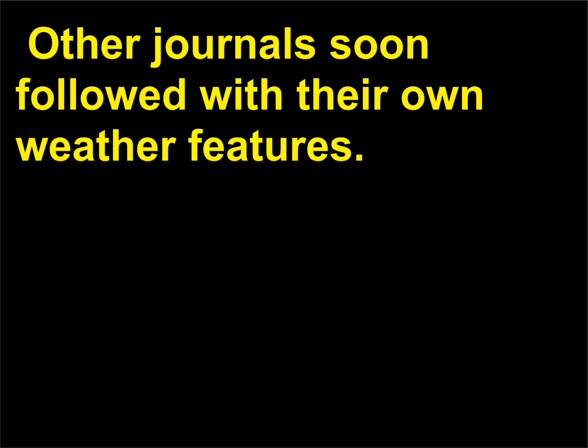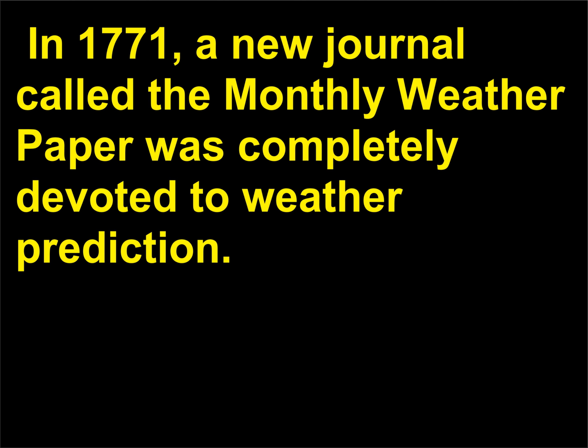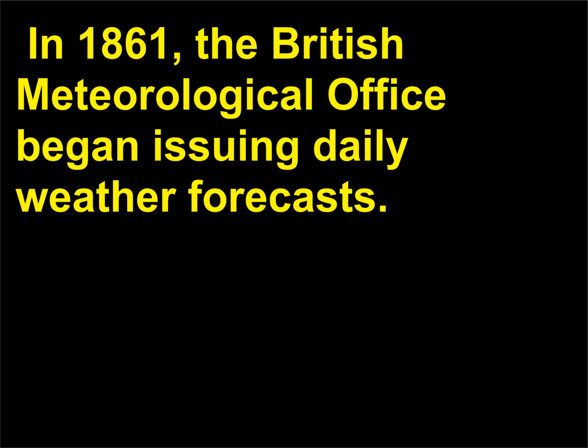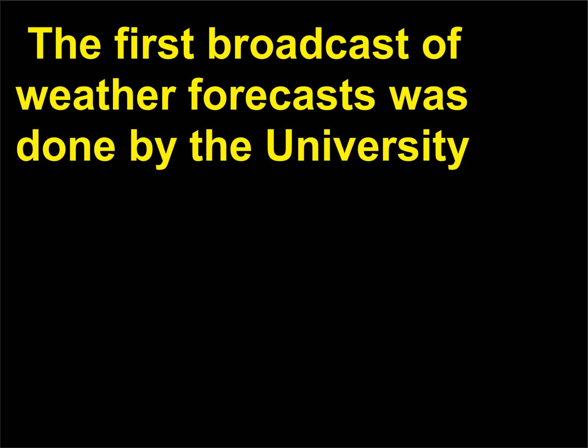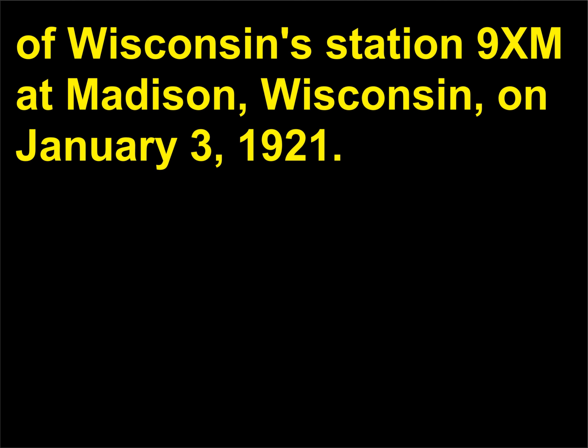Other journals soon followed with their own weather features. In 1771, a new journal called the Monthly Weather Paper was completely devoted to weather prediction. In 1861, the British Meteorological Office began issuing daily weather forecasts. The first broadcast of weather forecasts was done by the University of Wisconsin Station 9XM at Madison, Wisconsin, on January 3, 1921.